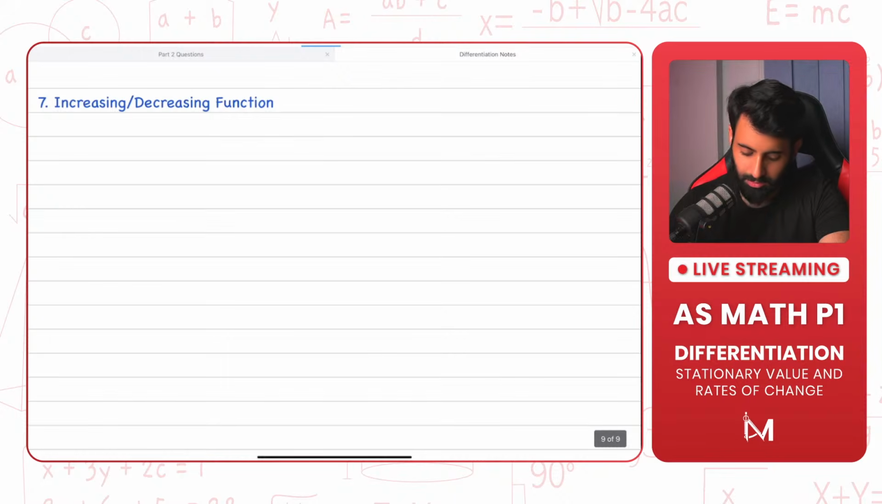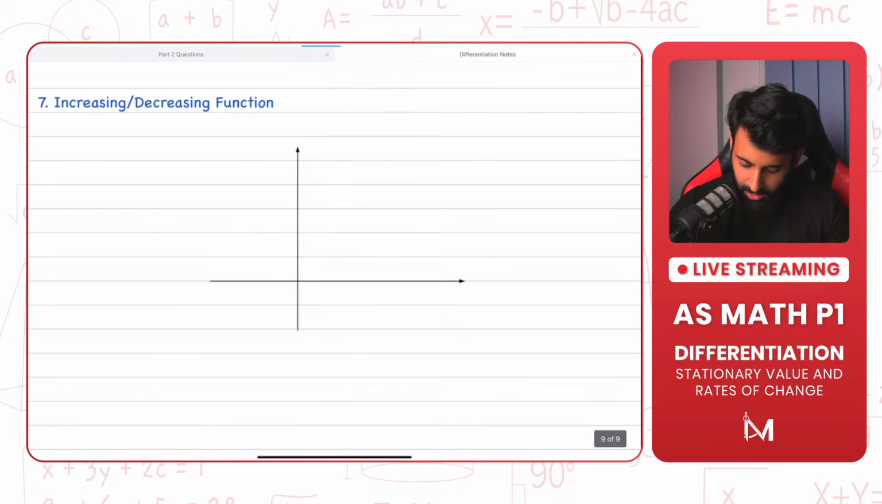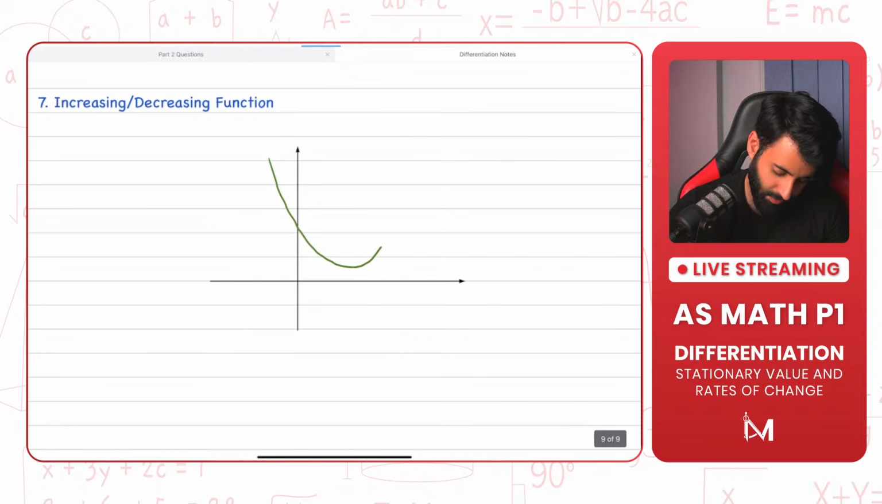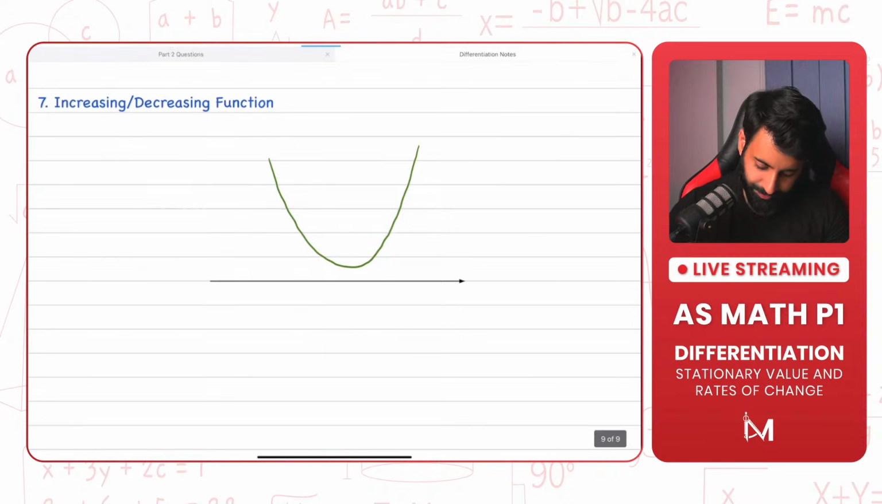Anyway, so as I was saying, increasing, decreasing function. Let's have a look at what an increasing function is, and let's have a look at what a decreasing function is. So we will understand this concept with the help of a quadratic curve. Let's say that we have ourselves a quadratic curve, any quadratic curve, in fact. I'm not even going to draw the y-axis. So this is a quadratic curve.